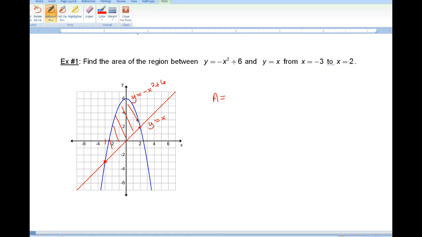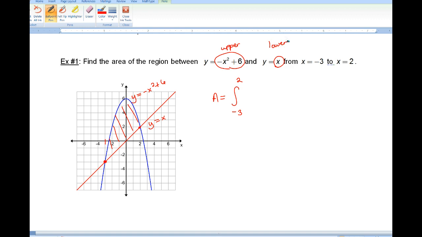Sometimes they don't tell us the bounds, so you have to see where they intersect. You can find that using your calculator. This one you could do by hand. So the area is going to be the integral from negative 3 to 2. Which one is the upper and which one's the lower curve? The parabola is the upper, and the line is the lower. Does everyone see that?